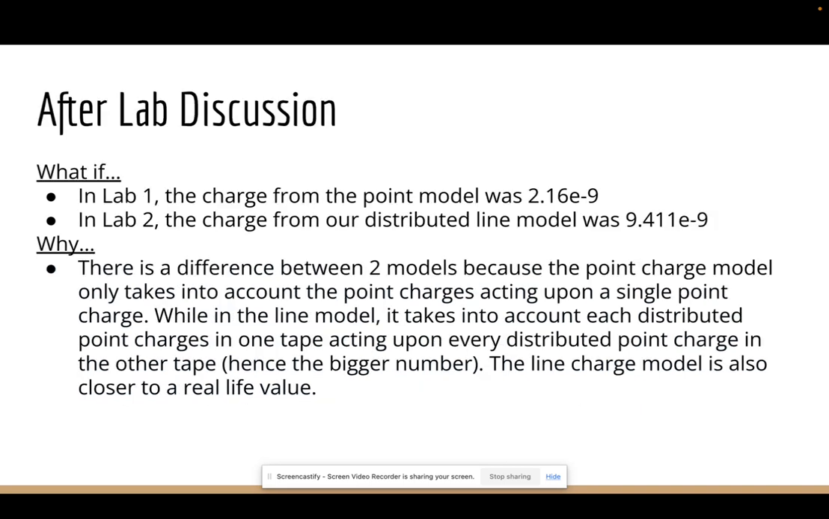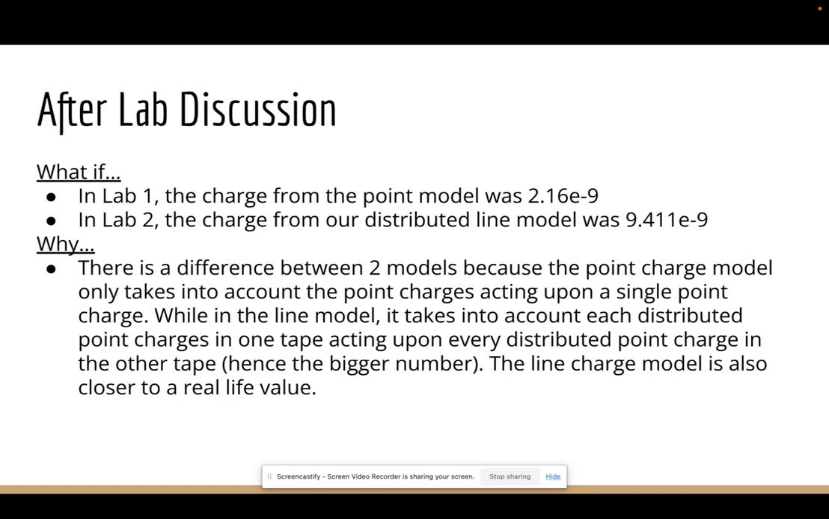And then after lab discussions, in lab 1, the charge that I calculated for the point charge model was 2.16 to the negative 9. And then in lab 2, we saw that the charge for our distributed line model was 9.411 to the negative 9. There is a difference between the two models because the point charge model only takes into account the point charges acting upon a singular point charge, while in the line model, it takes into account each distributed point charge in one tape acting upon every distributed point charge in the other tape, hence the bigger number.